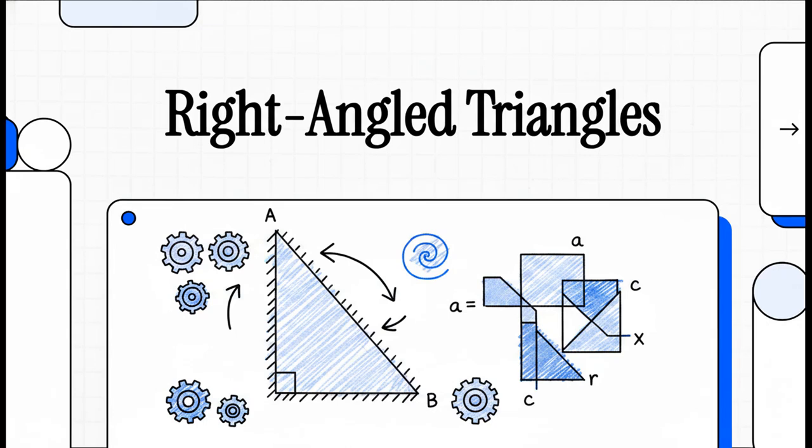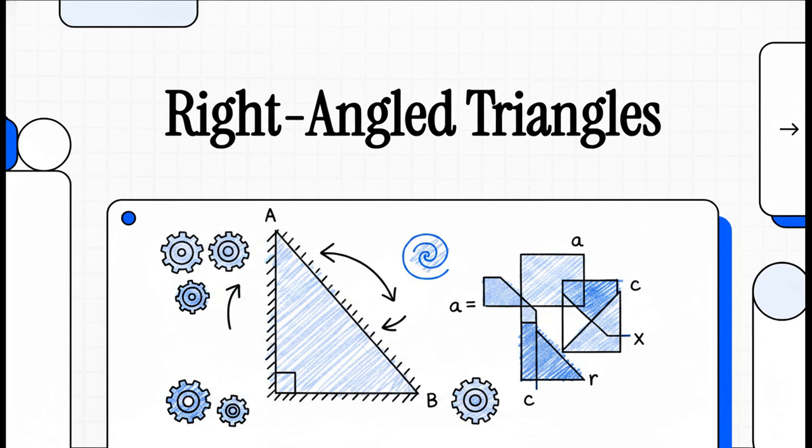Welcome to The Explainer. Today, we're slicing right into the anatomy of the right-angled triangle and completely demystifying the math behind it. If you've ever stared at these shapes and felt just a little bit overwhelmed by the formulas, you are absolutely in the right place.